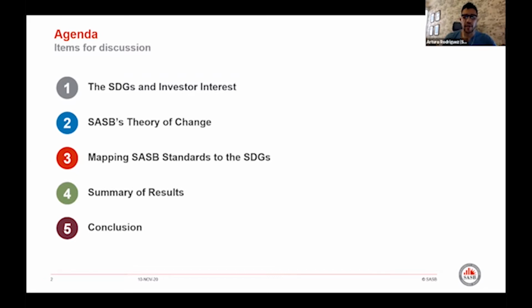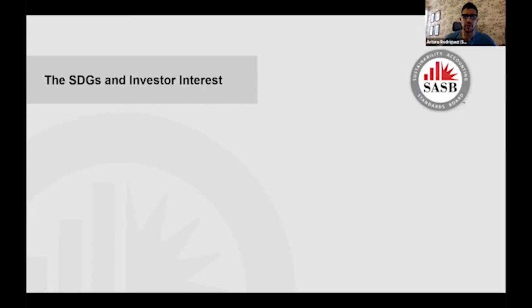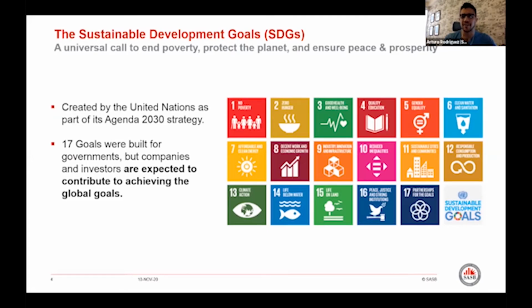But let's start with item number 1 on that agenda, which is SDGs and investor interest. First of all, probably this is common knowledge for everybody in the room here, but the SDGs were created by the United Nations as part of its Agenda 2030 strategy. And it's important to know that there are 17 goals that you see there for governments. But companies and investors are also expected to contribute to achieving these global goals.